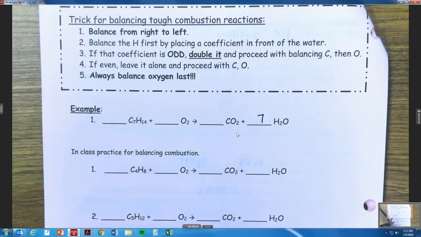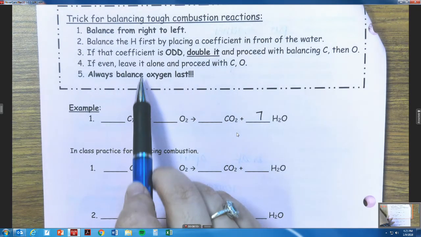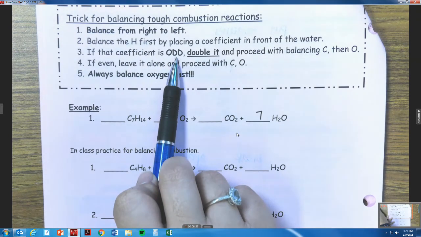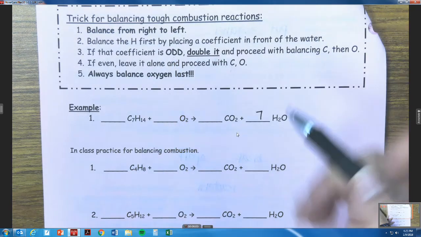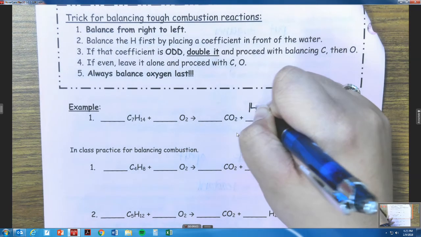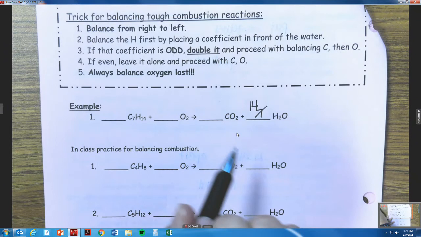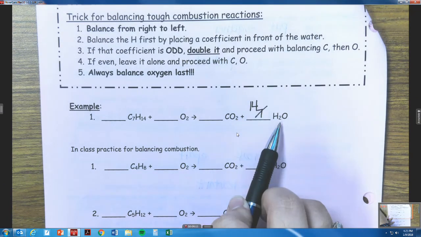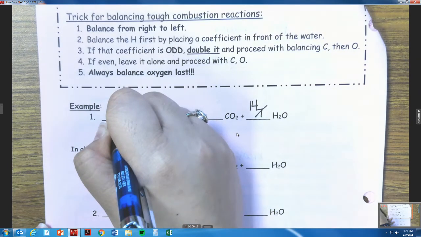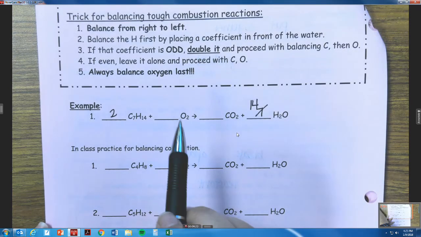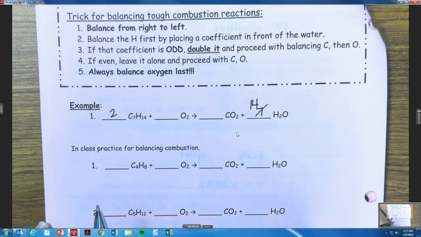But remember, one of our rules is that water's coefficient cannot be odd. It has to be even, so we have to double it. So instead of 7, we're going to change this to 14. But because this is 14, my hydrogens are no longer balanced. So 14 times 2 is 28. If this is 28, then this also has to be 28. Now that hydrogen is balanced and both of them have 28 hydrogens, we can move on to carbon.